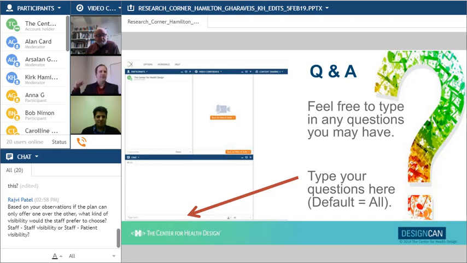Go science. And we have one last question from the audience. Rajvi asks, based on your observation, if the plan can only offer one over the other, what kind of visibility would the staff prefer to choose? Staff-staff visibility or staff-patient visibility? I know that wasn't your central research question in the study, but you did seem to get some data on that on the side. What are your insights there?